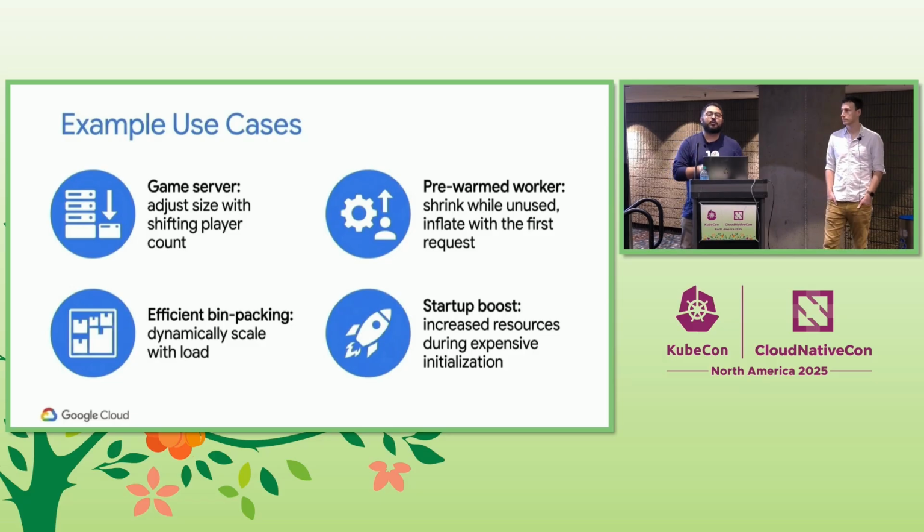Pre-warmed worker. So you have a worker that is, let's say, using some resources, and then when they're not being used, you can shrink them down. And when they're getting used again, you can scale them back up. That way, you don't have to use the resource all the time, but only when you need them.